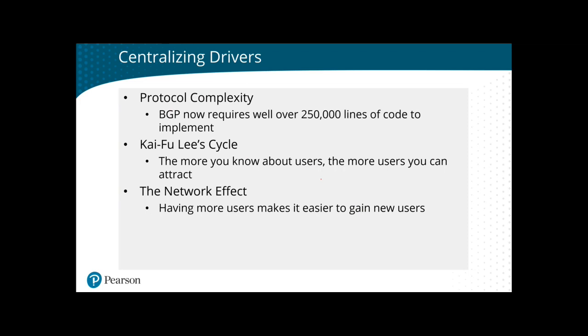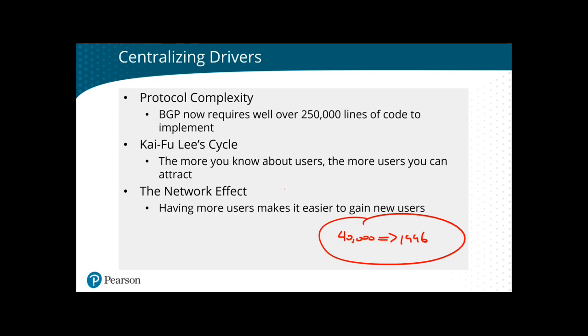Now, there are some other centralization drivers that are going on. For instance, I talked before when we talked about routing that BGP is the routing protocol that's used for running the internet today. When I first started at Cisco and got access to Cisco iOS source code, BGP was about 40,000 lines of code. Okay, this is 1996.